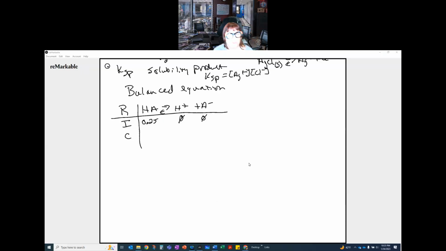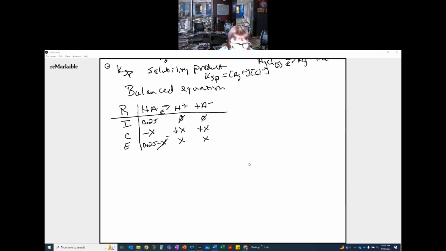Our change is always based on the stoichiometry of this reaction. If I break down an HA, every time I break one down, I subtract one, and I get an H plus and an A minus, so a plus X and a plus X. That means that at equilibrium, my equilibrium row is always the sum of the I and the C. So 0.25 minus X, because it's a negative. My H is going to be just X, and my A is going to be just X.